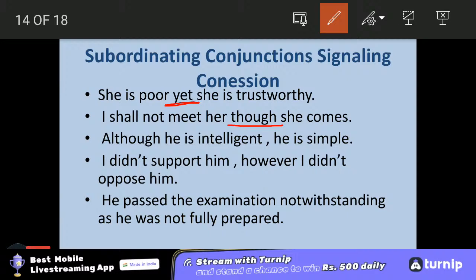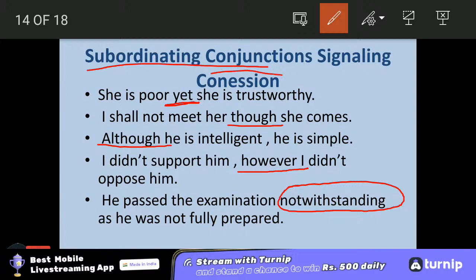Although. Next, I didn't support him, however I didn't oppose him. ना ही मैंने उसे support किया, ना ही मैंने उसे oppose किया. He passed the examination, notwithstanding as he was not fully prepared. Now, notwithstanding is also a single word and an example of a subordinating conjunction which shows concession. So these were the different subordinating conjunctions which we have talked about in short.